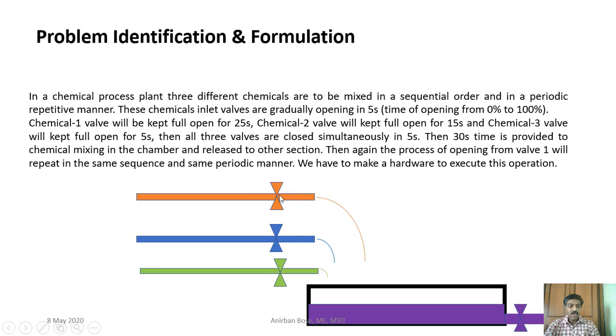Now let us see how we can control these valves according to this time. How can we do that? So this is the problem. In this way, in a practical process plant, we can identify a problem and accordingly we can formulate it. So here you can see what we mean by problem identification and formulation.